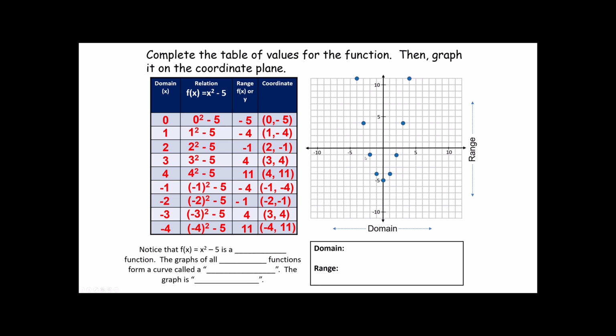Now, once you've done this, you can see that a shape begins to form. This shape is a very, very common shape in higher level mathematics, and it always comes about from this particular type of function. We call this a quadratic function, and the curve that's created by a quadratic function is called a parabola.